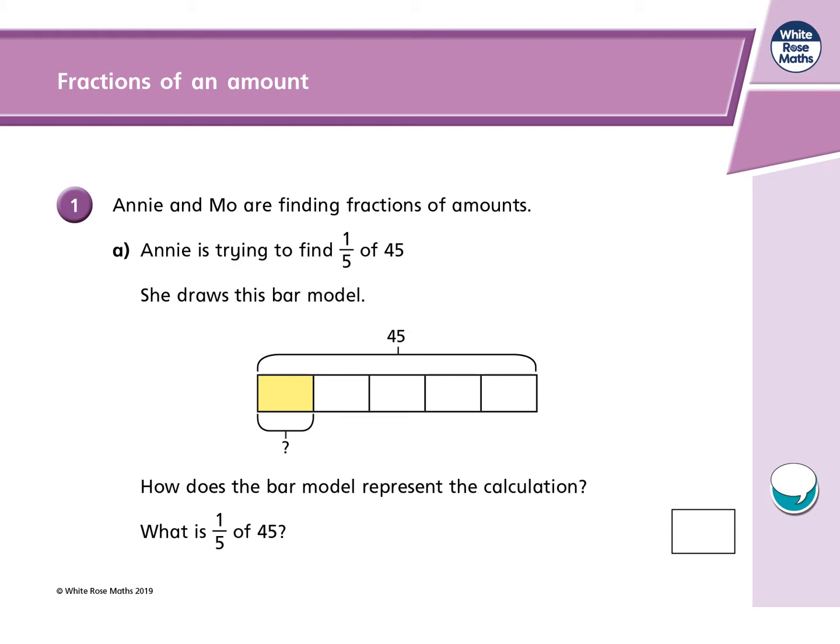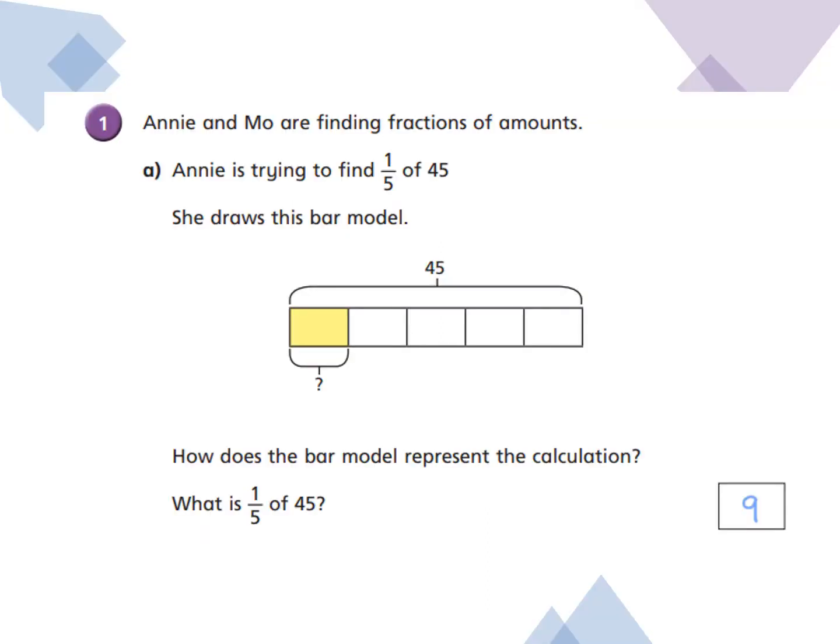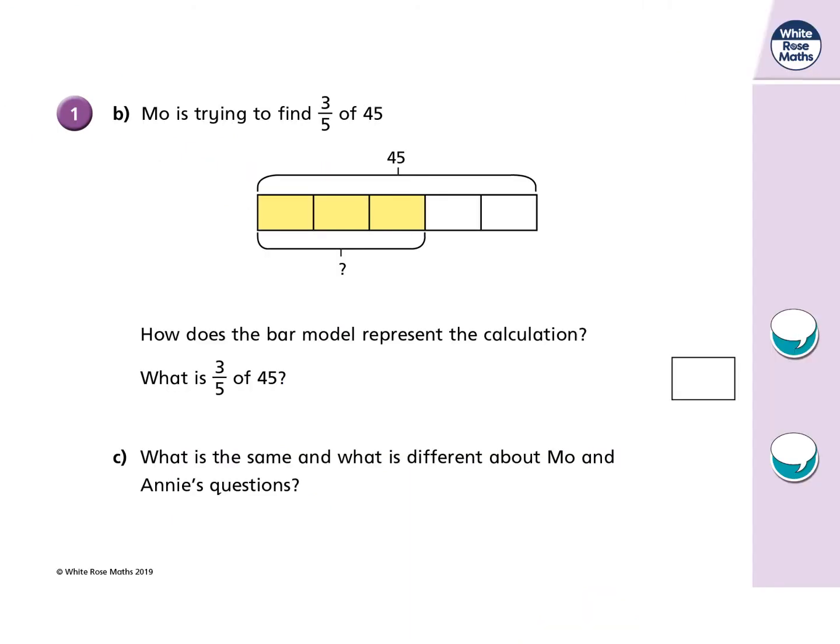So hopefully using your multiplication tables, you'll be able to work out what you times by 5 to equal 45. And here you go. Okay, the answer is 9. So that 45 has been split into 5 different sections and each section is worth 9. Right, so now you've worked out what 1/5 of 45 is, you can move on to the next step.